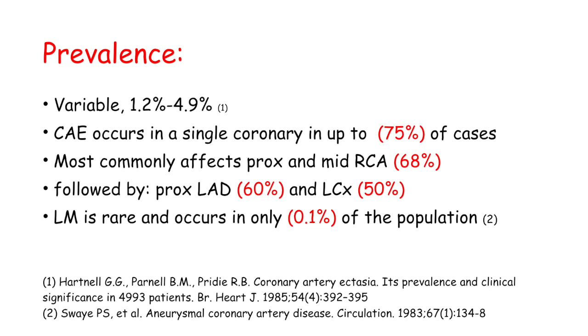Prevalence. Coronary ectasia is seen in anywhere between 1.2% up to 4.9% in coronary angiograms. It depends on the population where you do your coronary angiogram. I'm going to show more data on that in the next two slides. It most commonly involves a single blood vessel in 75% of the cases. Mostly that's the RCA in about 70% of the patients, followed by the LAD, and then followed by the circ. And as we said, the RCA is the most commonly involved. Left main coronary ectasia is very rare. It's less than 1 in 1,000 of the population.